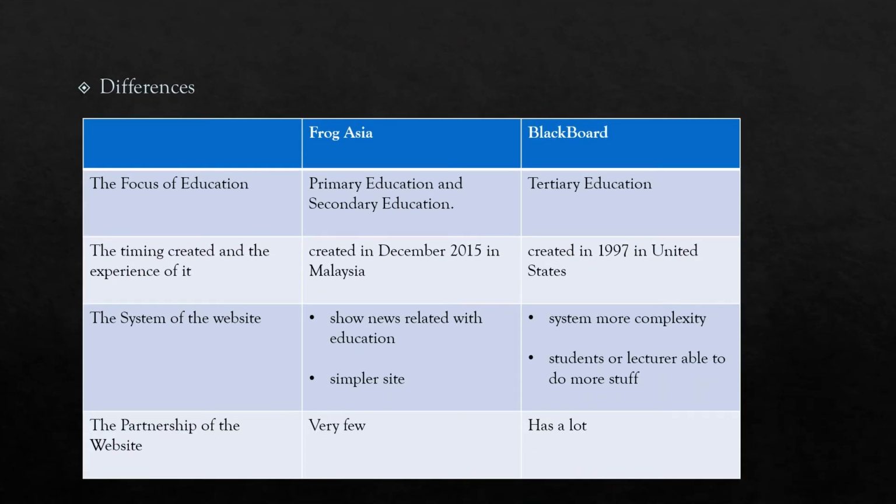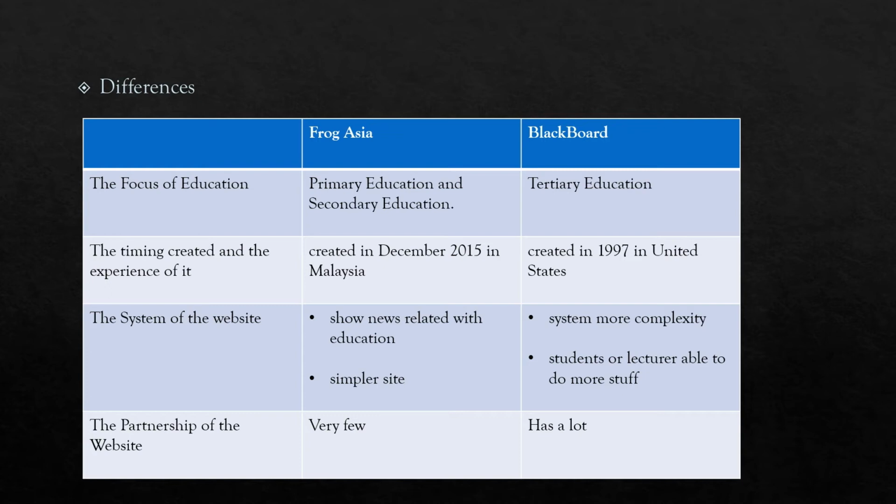So now we're going to talk about the difference between Frog Asia and Blackboard. Firstly, we can talk about the focus of education. Frog Asia is mostly targeted at primary and secondary education, while Blackboard is mostly targeted at tertiary education. Secondly, the timing created and the experience of it.